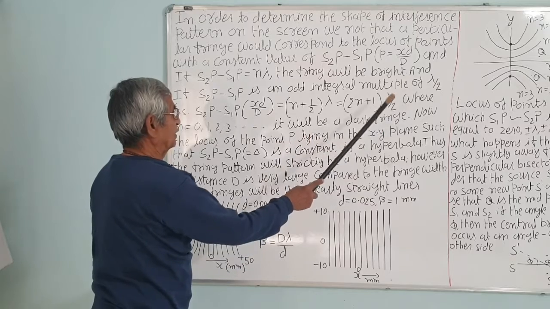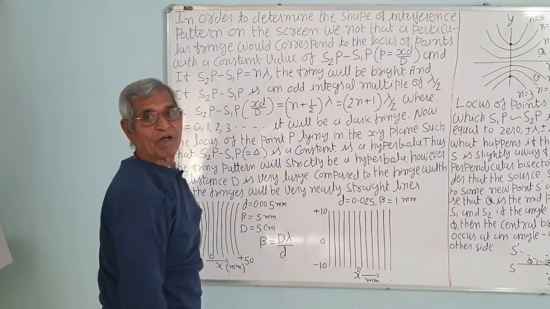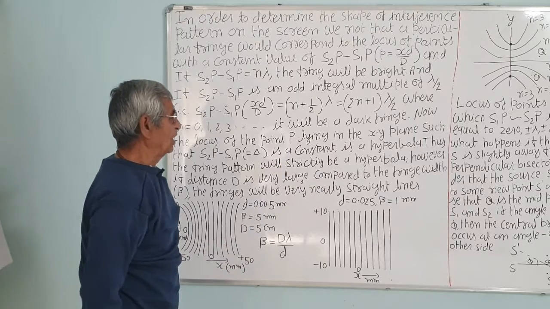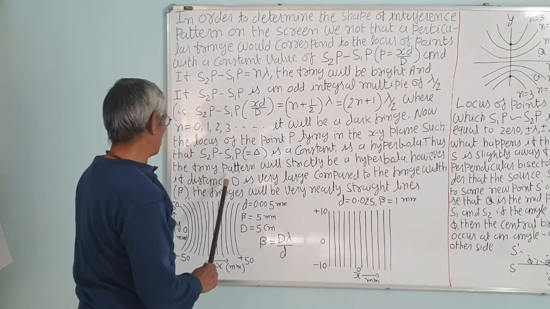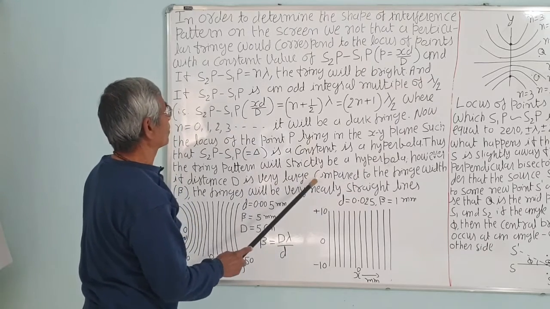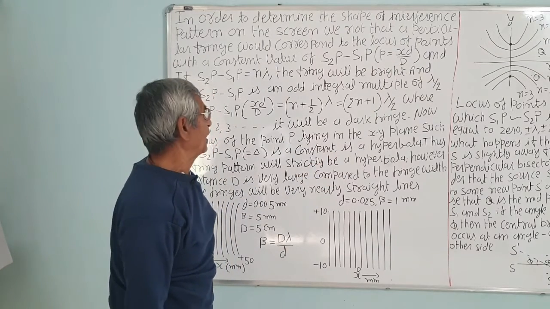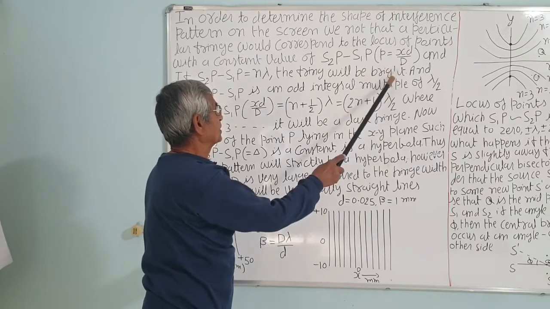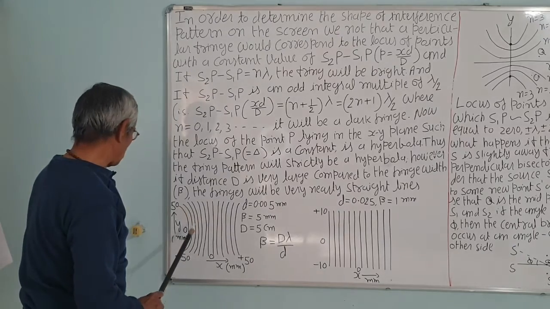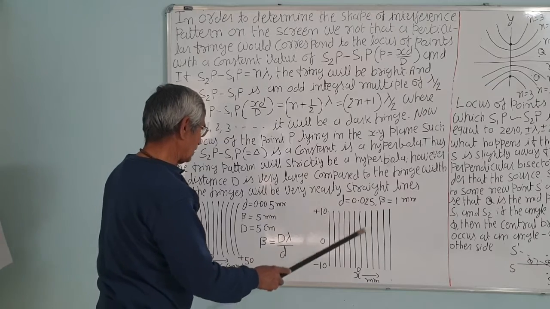It will be a dark fringe, the destructive interference. Now the locus of the point P lying in the xy plane such that S2P minus S1P is constant is a hyperbola. Thus the fringe pattern will be strictly a hyperbola. But if the distance D between the S1, S2 slits and the screen, capital D, is large, then it will be a straight line. So if D is less, then it will be like this. If D is large, then it will be like this, correct?